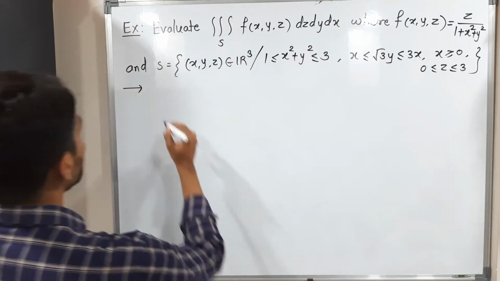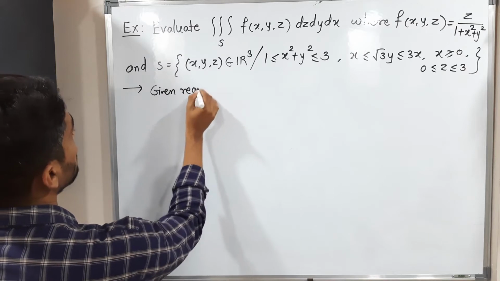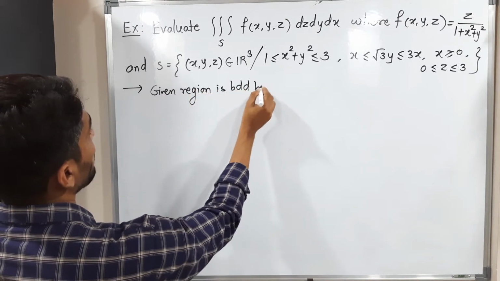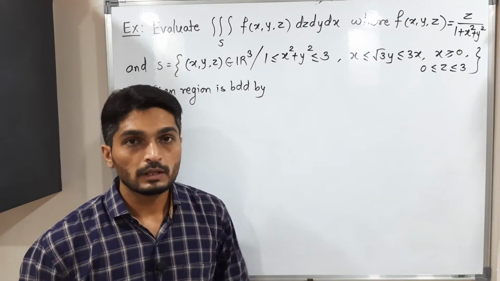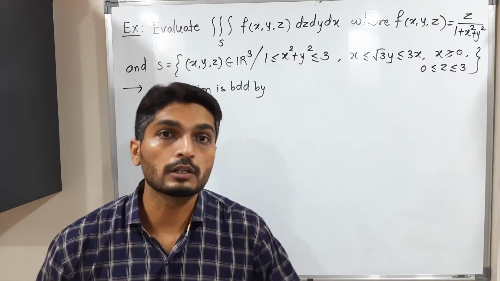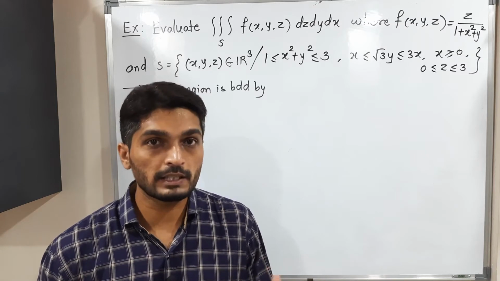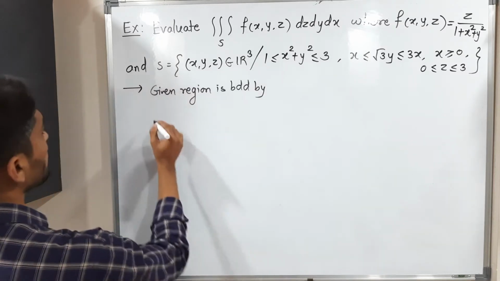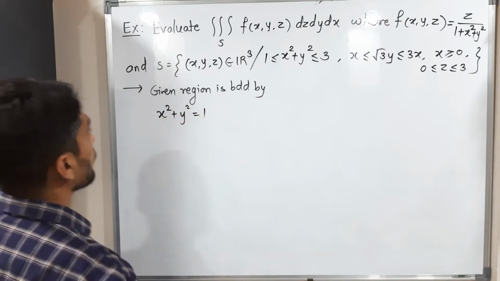So see, I will clearly mention the given region is bounded by several curves. We will start with the first curve. Here we have an inequality, but when we want the actual curve, we need to consider equality. After that, by considering that inequality, we will guess the region. So if I consider equality here, we will have x square plus y square is equal to 1.